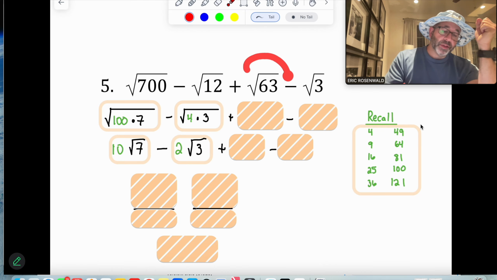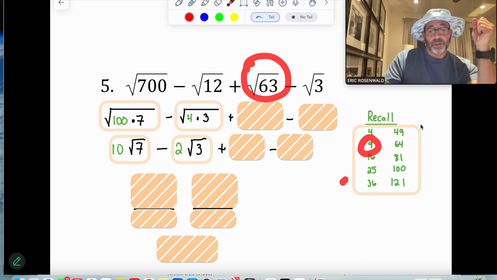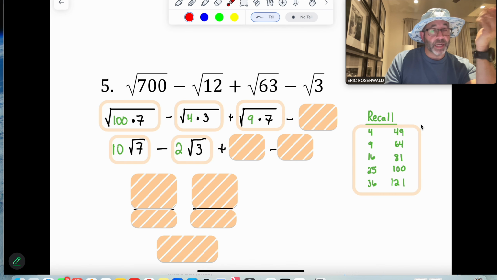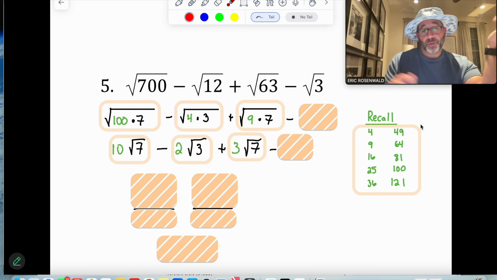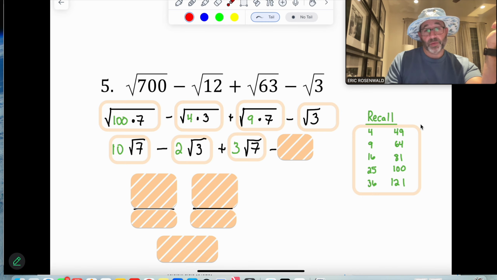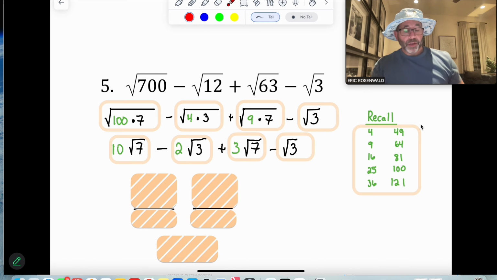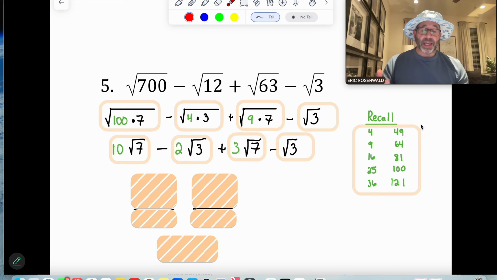Let's take the 63 and move on. If we look at the 63, the only factor that works over here is this 9. So we're going to break this into 9 times 7, since 63 divided by 9 is 7. Square root of 9 is 3, and we still have the root 7. Root 3 is already a prime number, so we could just leave that as it is, as a root 3, which just gets carried through.